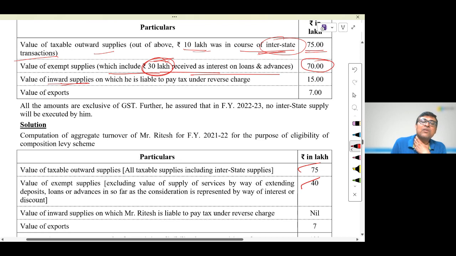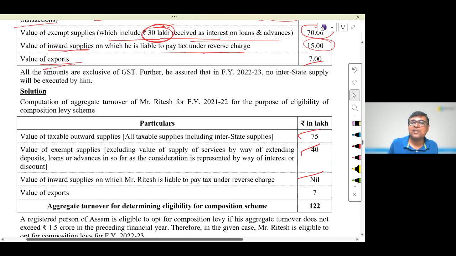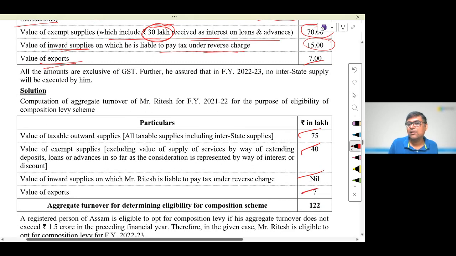Value of inward supply on which he is liable to pay tax under reverse charge. The value of taxable supply on which he is liable to pay reverse charge is not supposed to be considered. We are supposed to consider only supplies under forward charge. So this 15 lakh should not be considered. Value of export: he is not supposed to do export once he opts for this scheme, but in the preceding previous year he may do anything, so he can. This 7 lakh should be considered in this turnover.